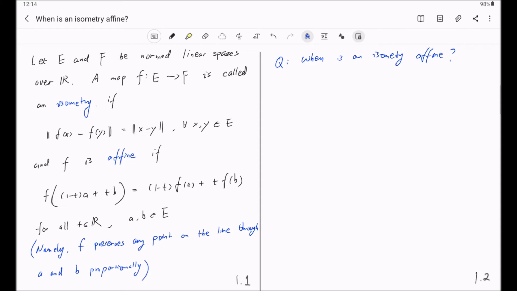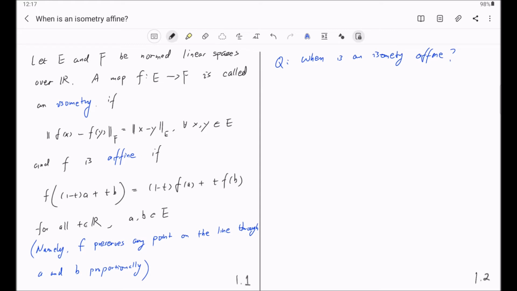So that is the situation for the Euclidean spaces. But here, we are asking something more general. We are asking something that could be on infinite dimensional spaces. I should emphasize that the norms on E and F are not the same. So strictly speaking, I should put a subscript E here and subscript F here. But if the norms are well understood, I may omit those notations. Okay, now for normed linear spaces in general, when is an isometry affine?